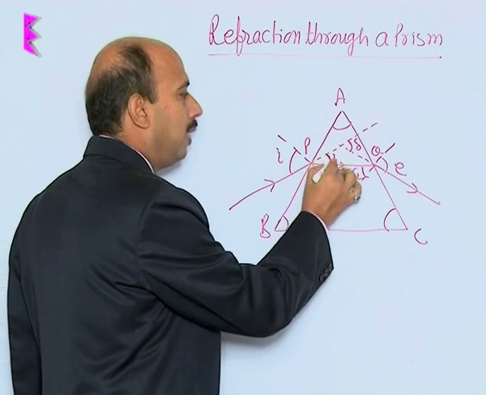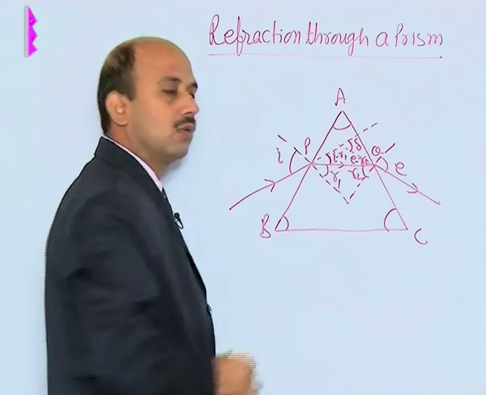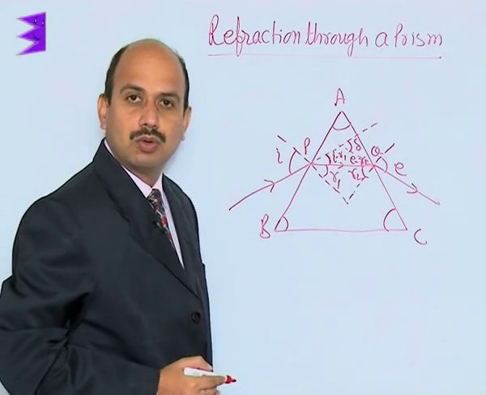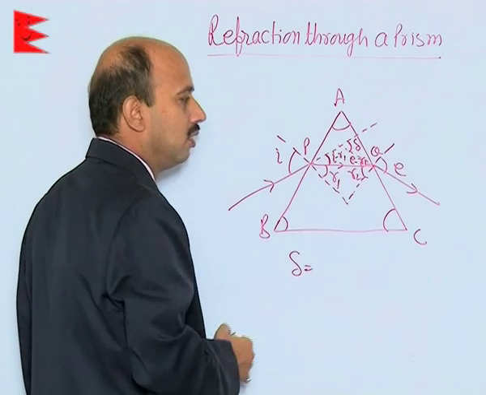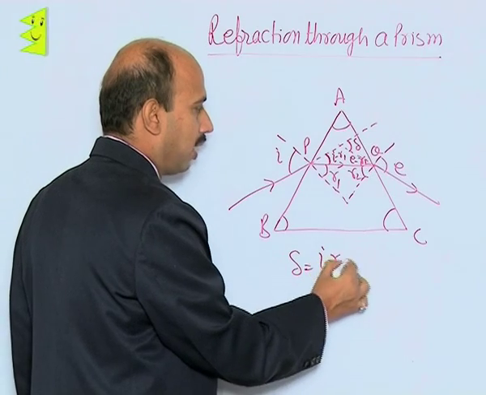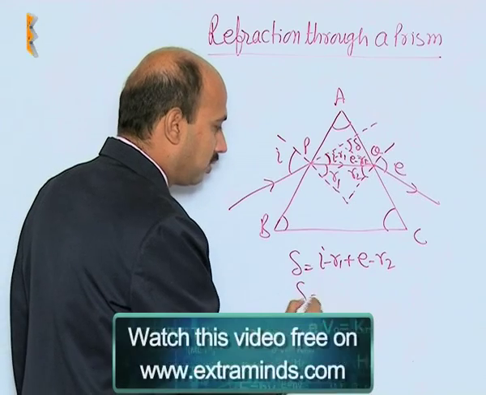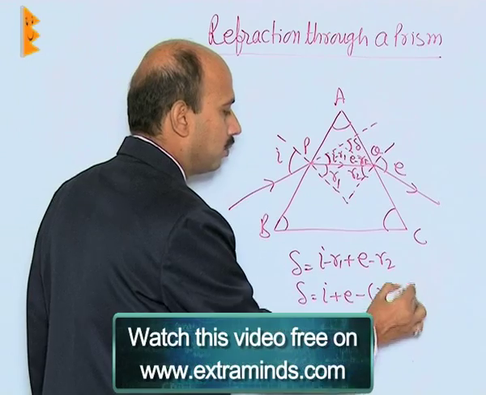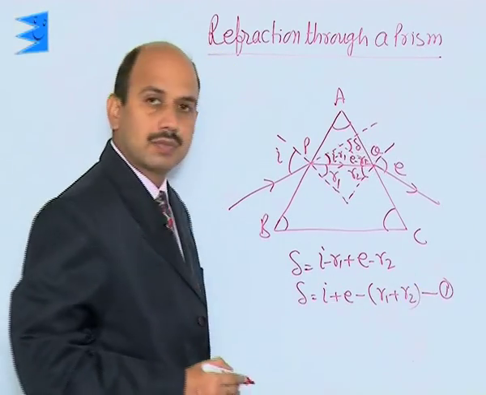Now we can take this angle also. This angle is I minus R1 and this angle is E minus R2. We can write delta, because this is an exterior angle, so delta is equal to I minus R1 plus E minus R2. We can write delta is equal to I plus E minus (R1 plus R2). Now we can call this equation 1.